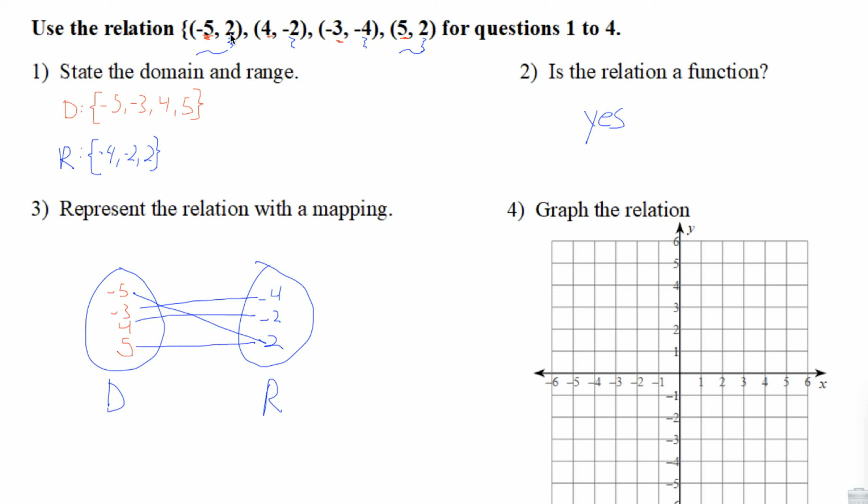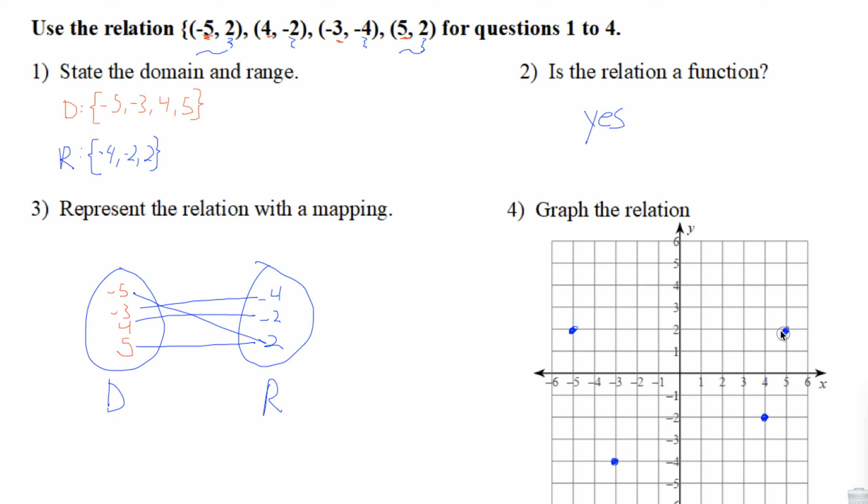And then graphing the relation, it's probably easiest just to come back to our points. The first value, so -5, 2, tells you your x coordinate and then the y coordinate. 4, -2, so we come out to 4, -2. -3, -4, and then the last one is 5, 2.